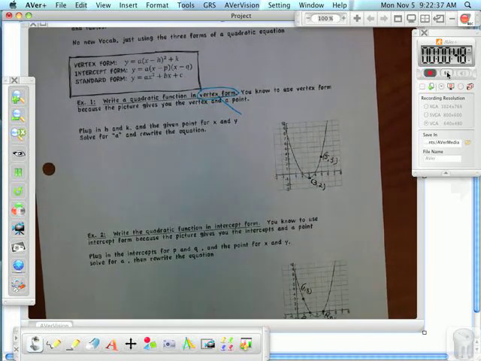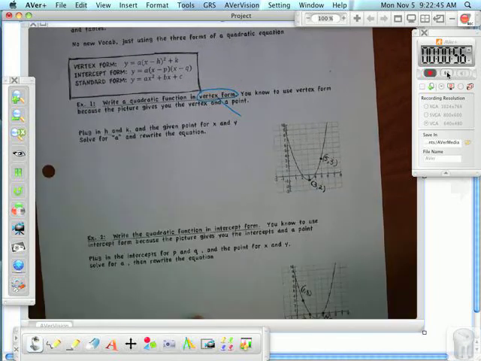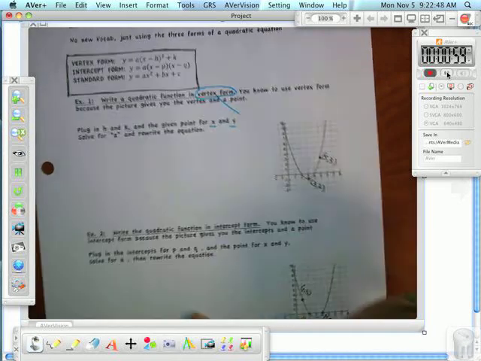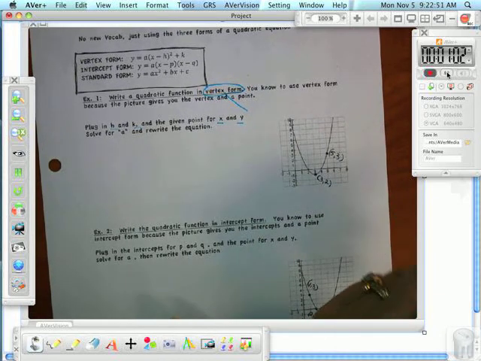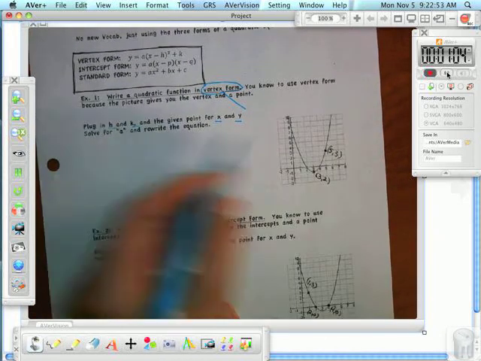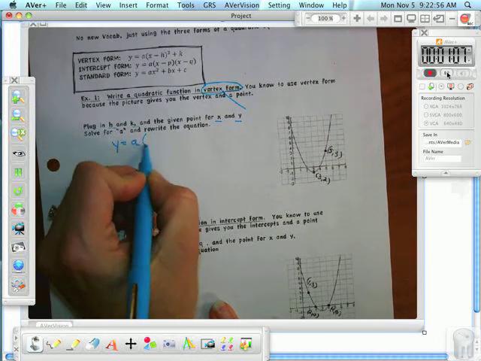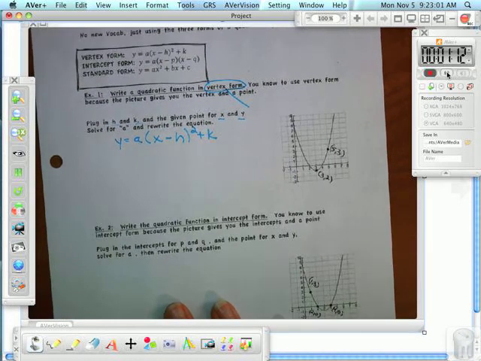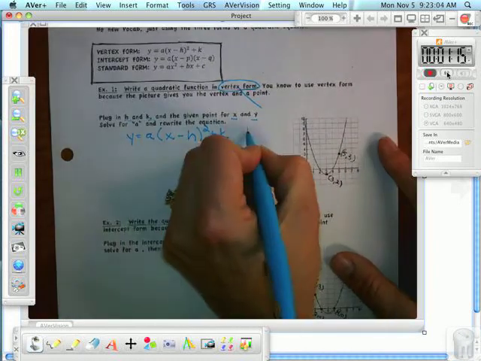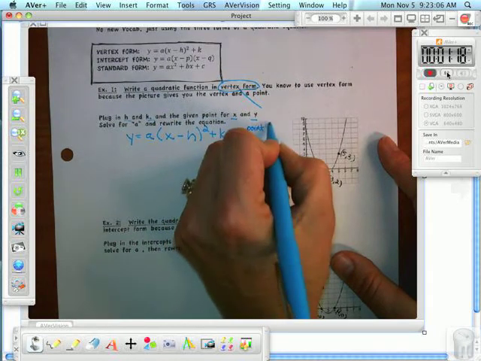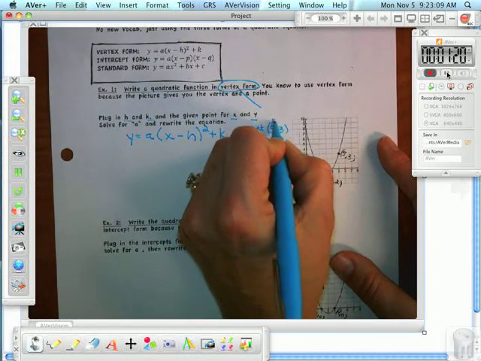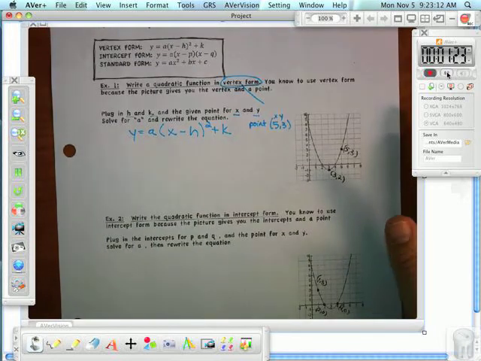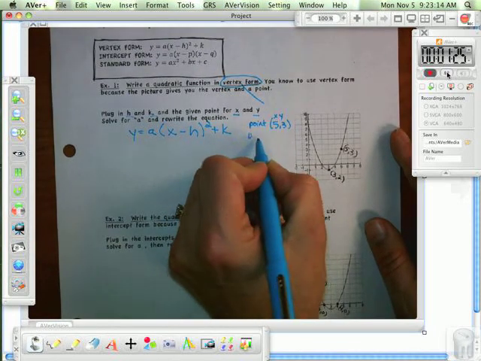Vertex form. Okay? Plug in h and k and the given point for x and y, solve for a, and rewrite the equation. So I know that they're giving me the vertex and a point, so I'm going to use vertex form. Now I'm going to write the point over here. The point they gave me was 5, 3. I know that's my x and my y. And then the vertex they gave me was 3, 2. That's my h and my k.